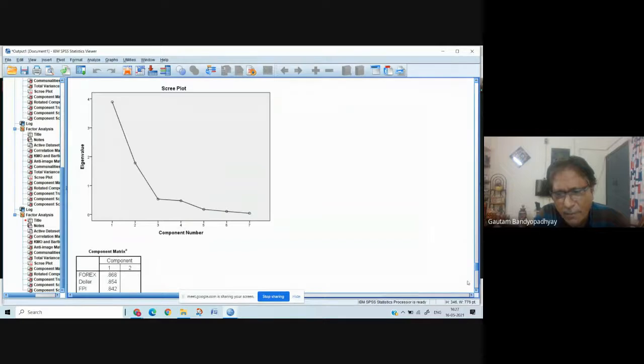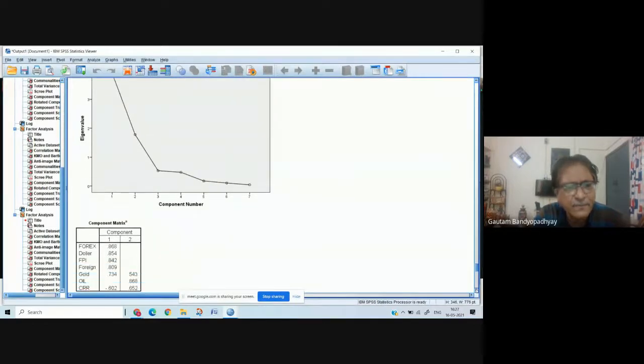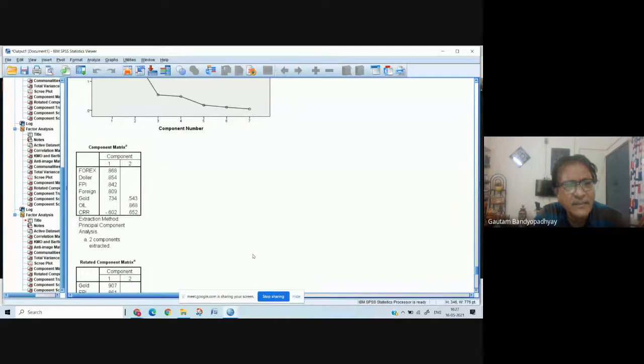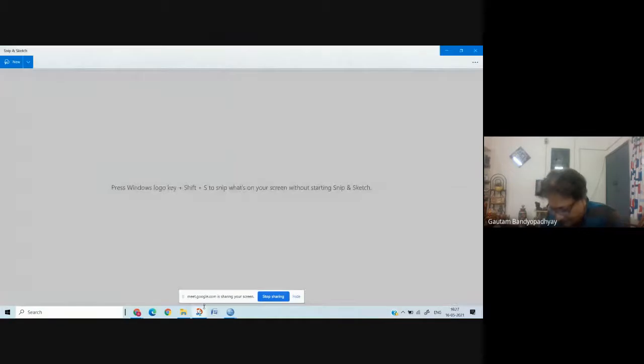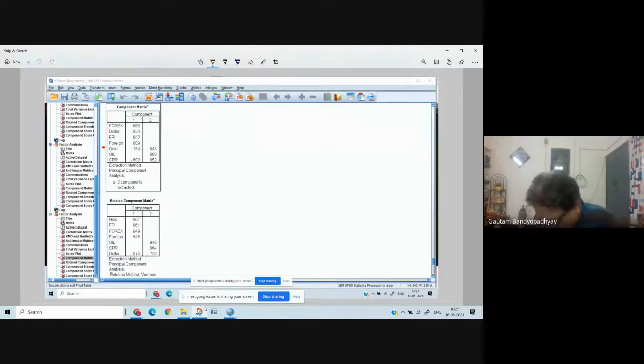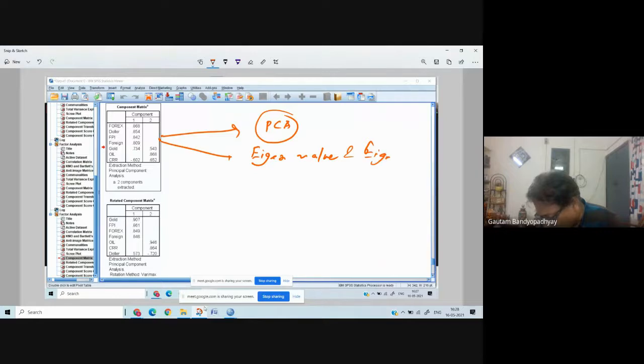Now come to the component matrix. I am telling you, when you write your research paper, this component matrix comes from PCA only. PCA only. The component matrix is based on eigenvalues and eigenvectors. And this is the component matrix.